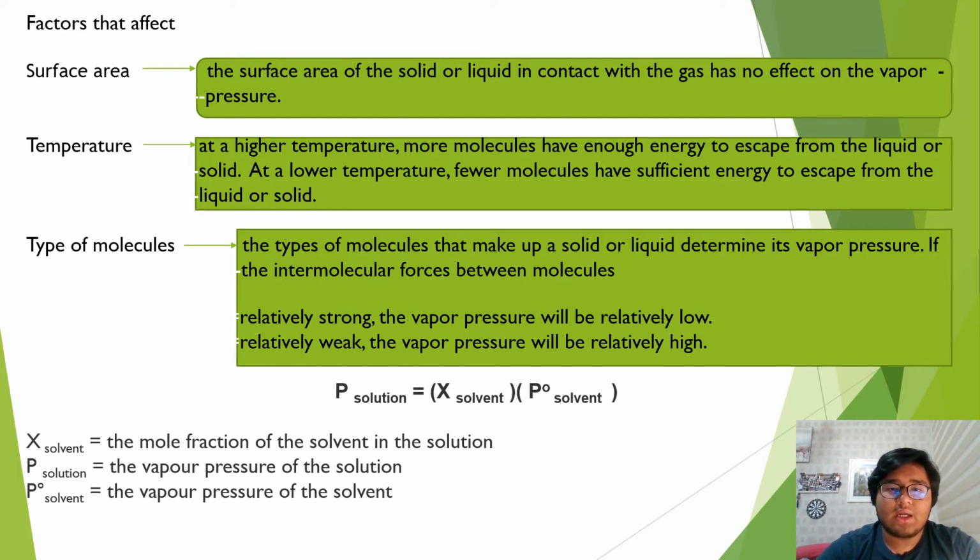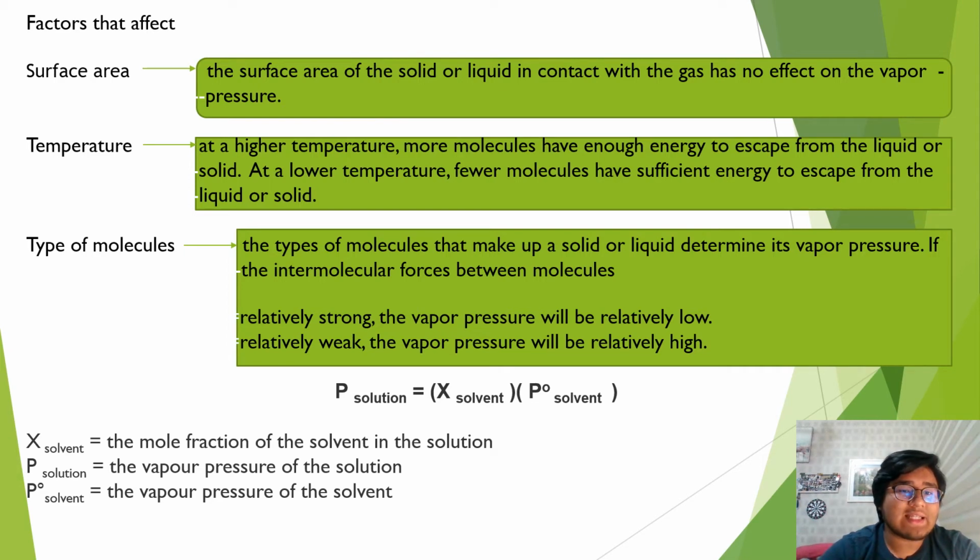Next, temperature. At a higher temperature, more molecules have enough energy to escape from the liquid or solid, and at a lower temperature, fewer molecules have sufficient energy to escape from the liquid or solid. So when the temperature is high, there is high energy, so more molecules have enough energy to escape. But at a lower temperature, there will be lower energy, so fewer molecules have sufficient energy to escape from the liquid or solid. So that is the second factor.